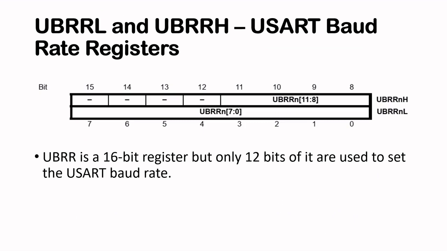Now we finally come to the USART baud rate register. Basically, as mentioned earlier, this is two 8-bit registers. This one here, the UBRRL, that is the low byte, and then UBRRH, that's the high byte. Although there are a total of 16 bits, only 12 bits are used to set the USART baud rate.